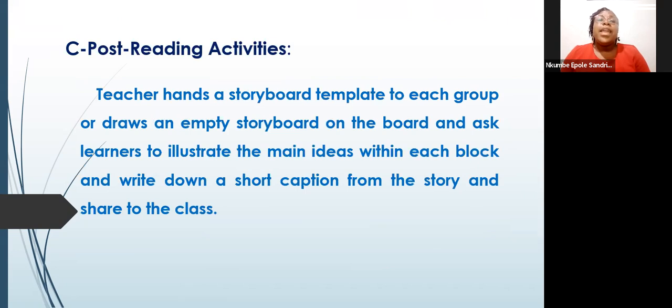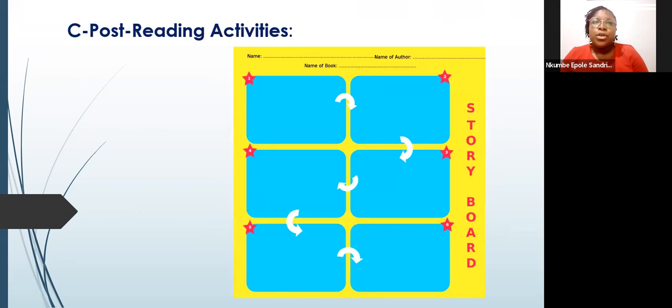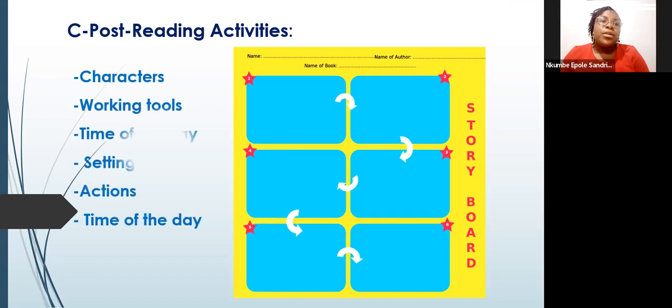So, at the end of the reading exercise, the teacher hands the storyboard templates to each group or to individual students, depending on the circumstances, and asks them to illustrate the main ideas in each block and write down a short caption from the story and share with the class. In each block, they are supposed to illustrate the characters, their working tools, the first time of the day, the setting, actions which took place in the farm, and the last time of the day.